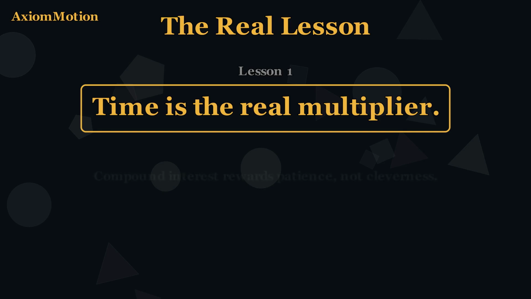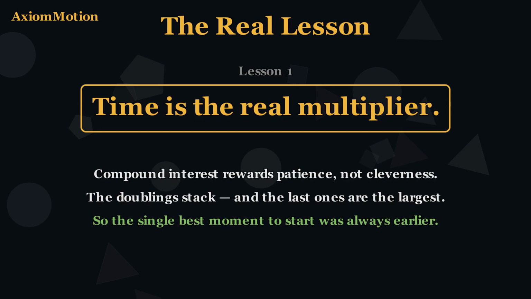There are two. The first is practical. Time is the real multiplier. Compound interest does not reward cleverness or timing, it rewards patience. The doublings stack on top of one another, and the largest one is always the last, which means the best moment to begin was always earlier than now.